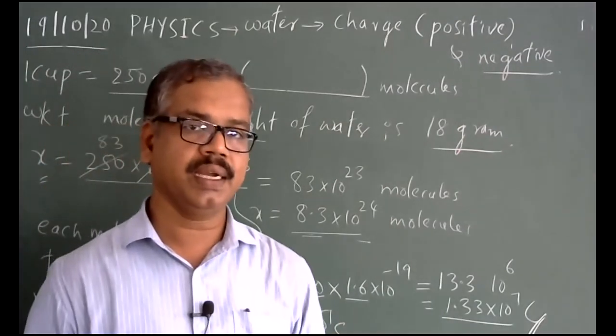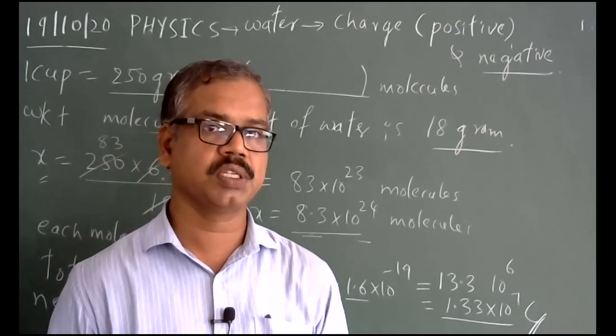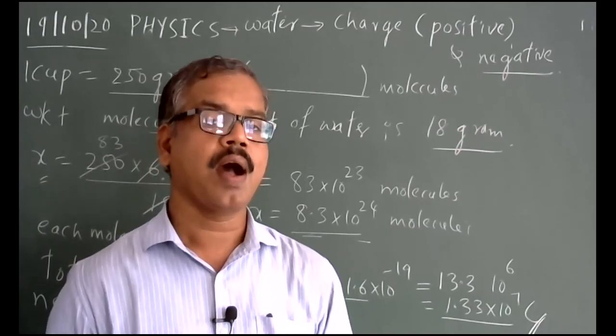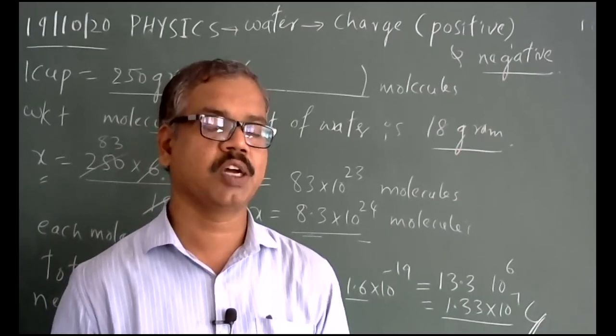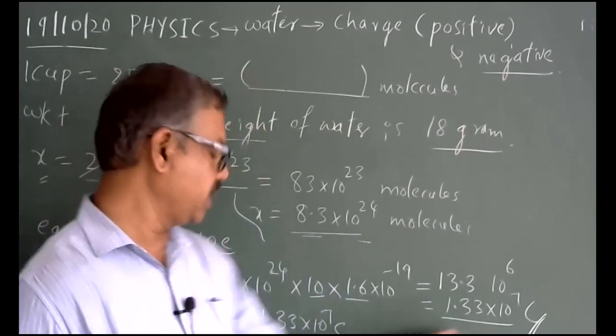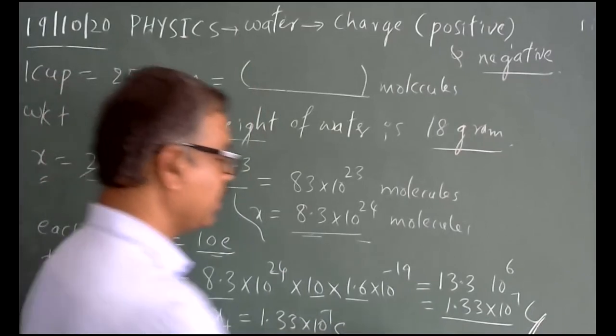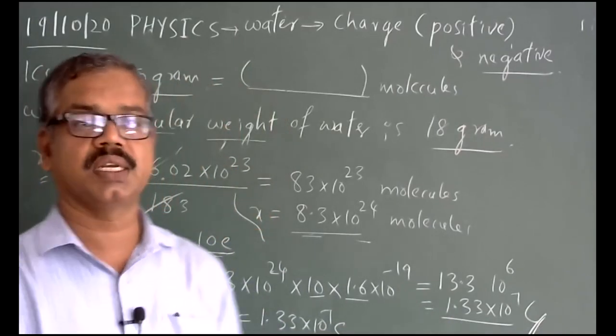So we learned that in this numerical, when you take 250 gram of water, which is equal to 1 cup of water, how much charge is present, how much positive charge, how much negative charge. The positive charge magnitude is 1.33 × 10^7 coulombs, and similarly the negative charge is also 1.33 × 10^7 coulombs.